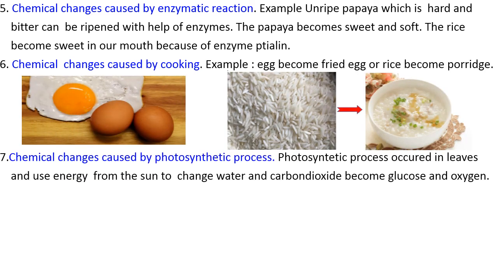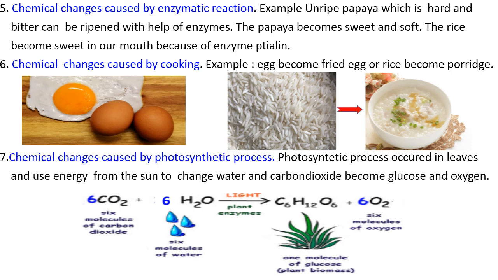The seventh group is chemical changes caused by photosynthetic process. Photosynthetic process occur in leaf and use energy from the sun to change water and carbon dioxide become glucose and oxygen. And this is the reaction.